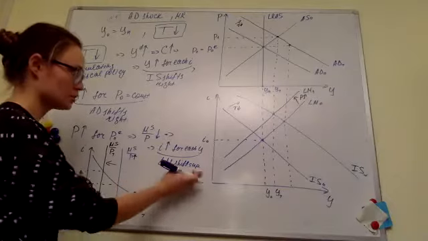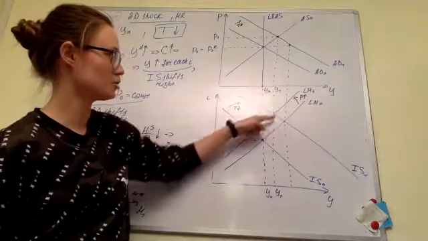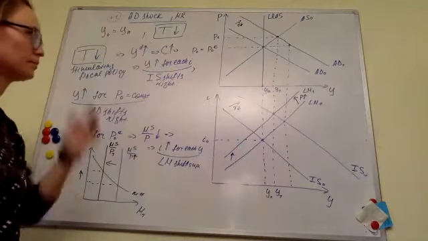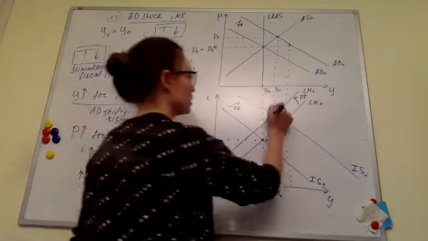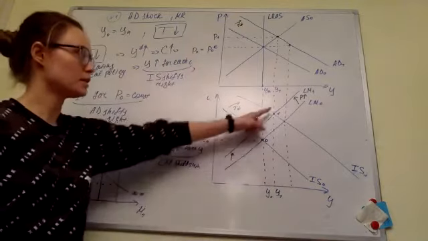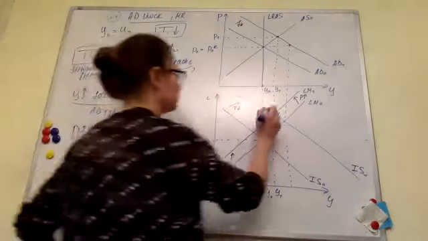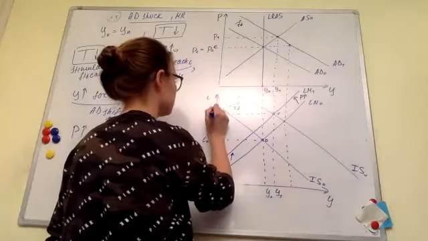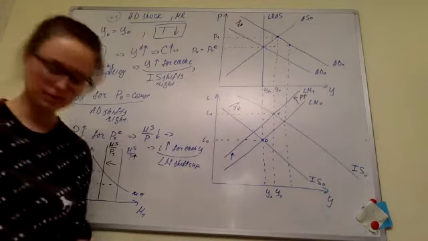Yes, so we have a shift of LM up. You see, interest rates now are higher for each output level. So now we were in equilibrium 0. Now we are stuck in equilibrium 1, and this is the short run equilibrium. See, high interest rate, higher price. Let's write down.